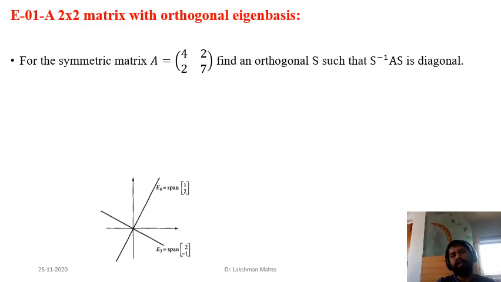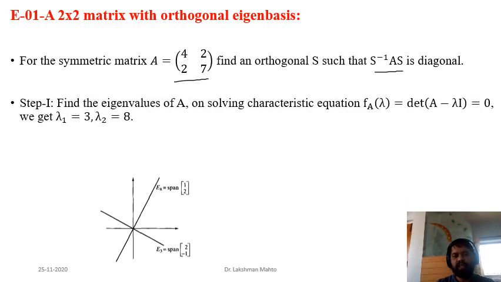That means that matrix S would be an orthogonal matrix. I will take a few examples. So, a very simple example: here I have taken a 2 by 2 matrix having first row 4 2, and second row 2 7. We'll find an orthogonal matrix for this one, which will decompose the matrix A into a very simple matrix, a diagonal matrix.